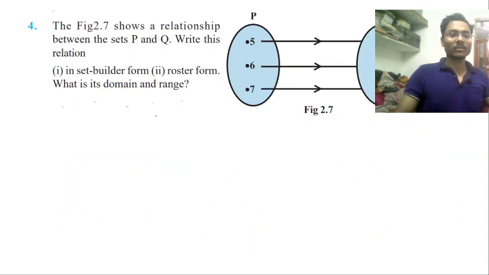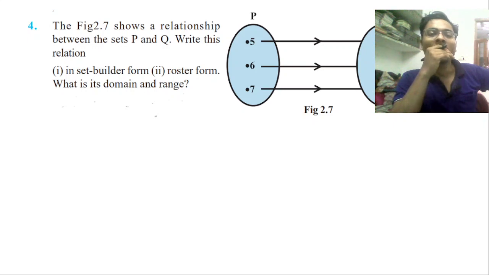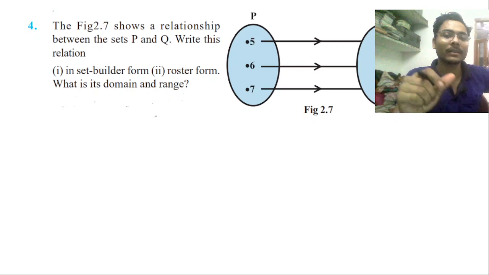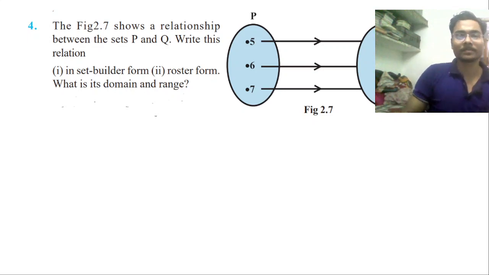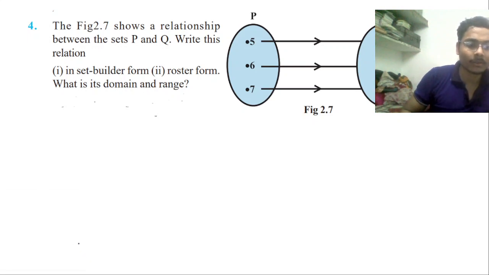Coming to question number 4, they are giving us a picture, figure 2.7, which shows a relationship between set P and Q. Write down the relationship in set builder form and in roster form, and also write the range and domain. Okay, so we're going to solve this question. I'm taking the violet color right now.